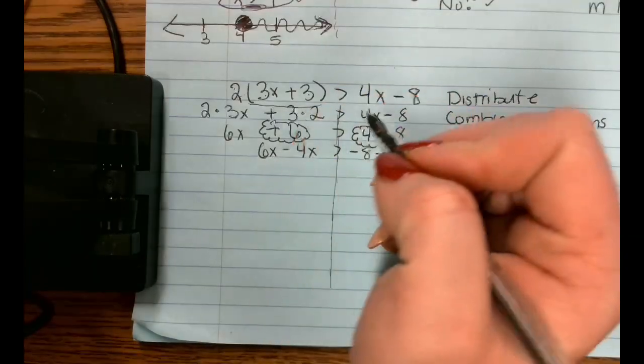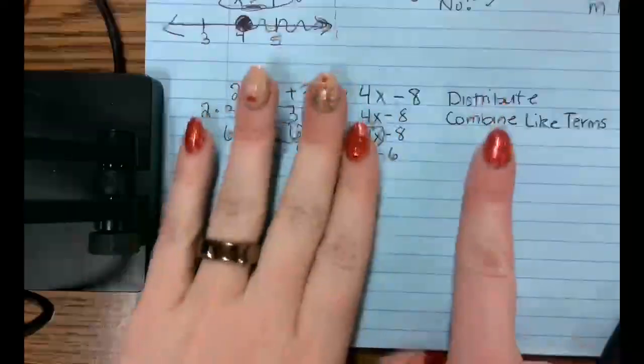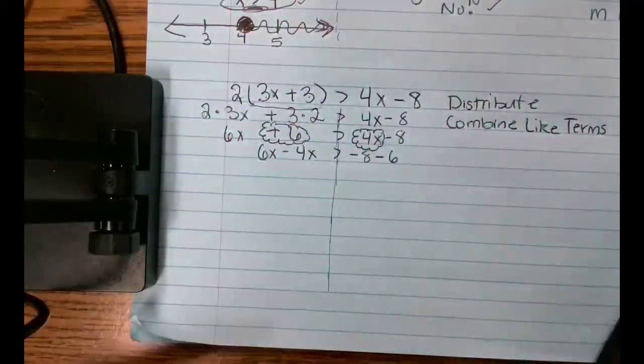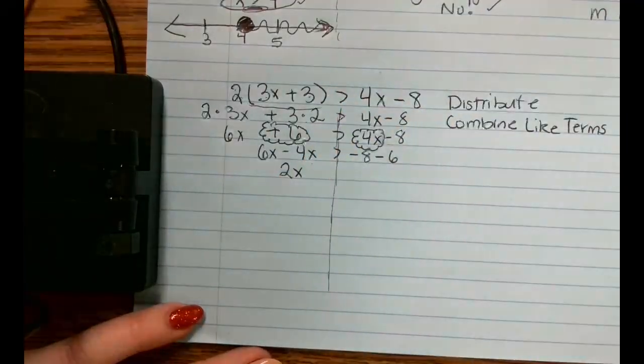Your brain can't work without oxygen. This literally means I have 6 x's and I'm taking away 4 x's. So if I have 6 x's and I take away 4, I end up with 2, right? And then over here it's negative 8 minus 6.